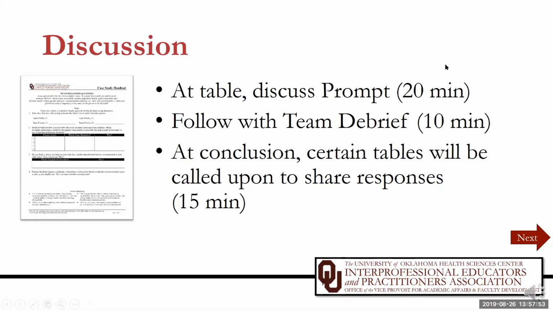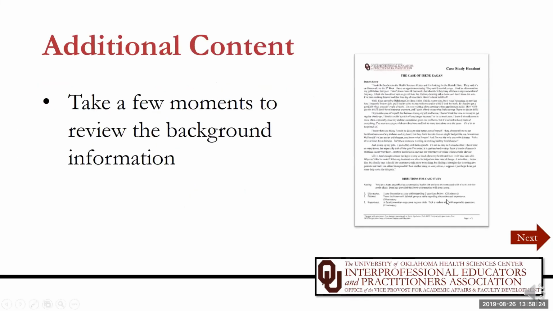After that 20 minutes, your group will switch from what should we do to how did we do, a team debrief, where you talk about how the team functioned, coming to the decisions they made about the prompt. Did they work together? Did they share information? Did everyone have a chance to be heard? Did everyone feel heard? So at the end of that 30 minutes, 20 minutes of a prompt discussion, 10 minutes of a team debrief, some tables, and you will know in advance, will be called upon to share their responses.